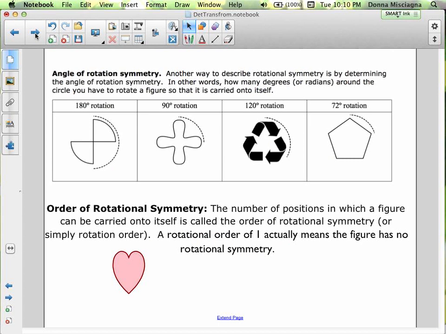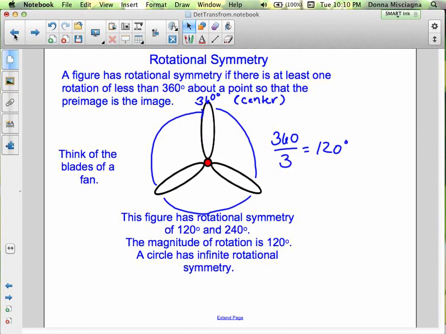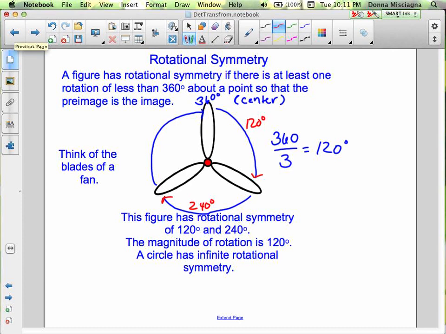By the way, make sure on this last figure that you remember to show the rotational symmetry. You should probably show 120. And then if you go this far, it would be 240. And then if you go all the way back, it's 360. Just a little side note there. Let's go back to the other page.